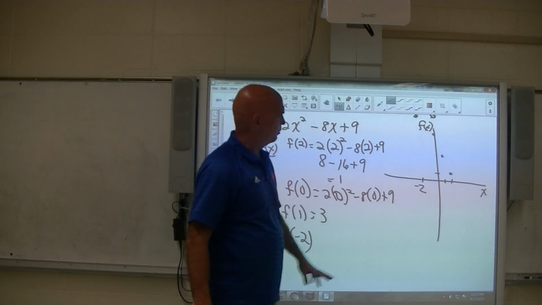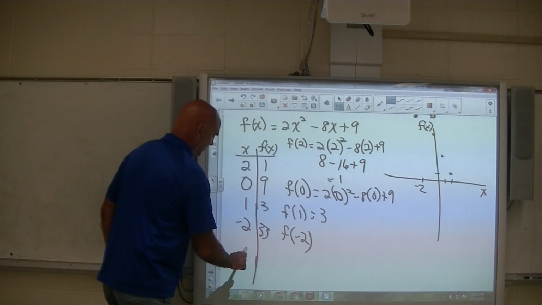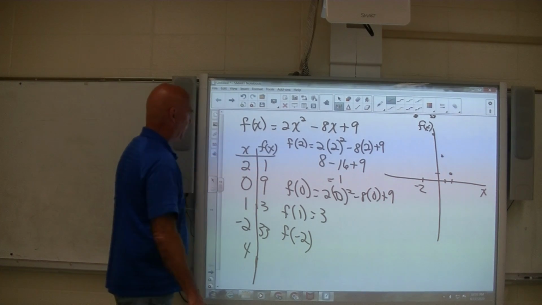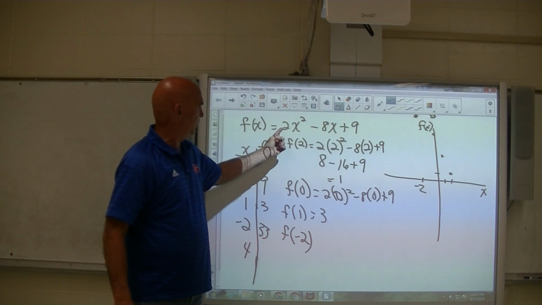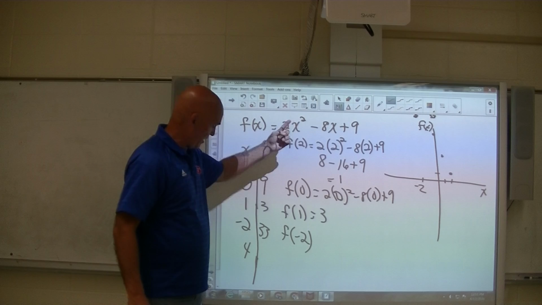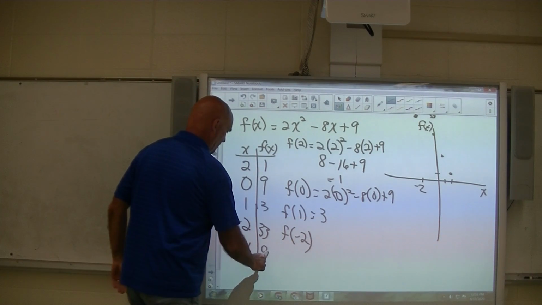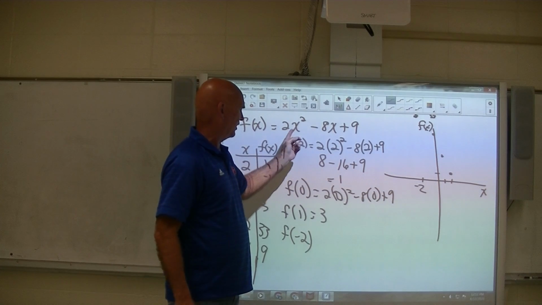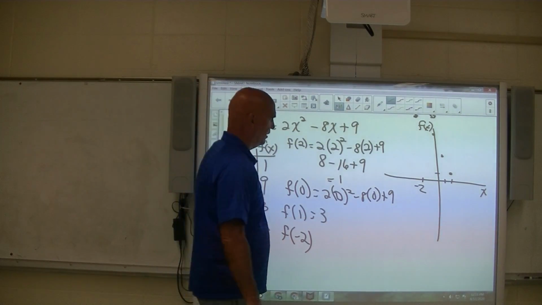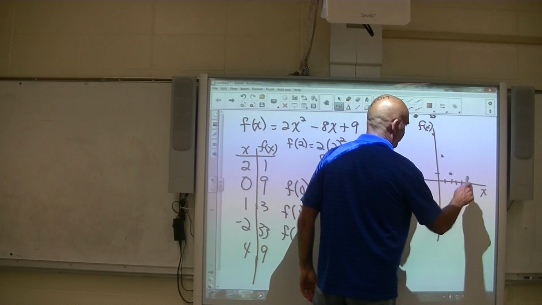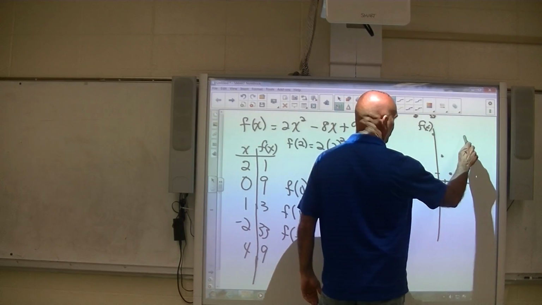All right, so let's see what's over on this side of the graph. Let's put some numbers in over there. Let's keep going and let x be equal to 4. If you put in a 4, you get 4 squared is 16, times 2 is 32. 32 minus 8 times 4, which is 32, plus 9. So 32 minus 32 is 0, plus 9. So the point (4, 9) would be up here like this. I had (0, 9) over there, so it's even with that.